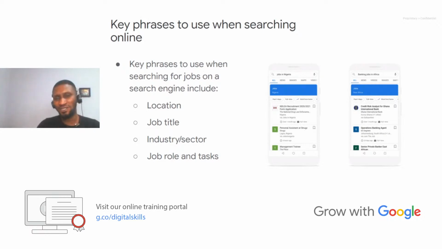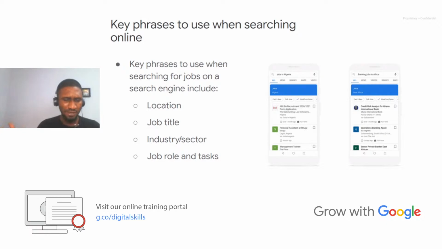So these are some of the key phrases you should use when you're searching for a job on a search engine. If you're going to be using Google to search, make sure you structure your search in this way, so it can bring up this job search platform Google has and show you what exactly you are looking for. First, include your location. Include the job title. Also include the industry or the sector. And also introduce the job role and the task. So: location, job title, industry, and the job role and task.